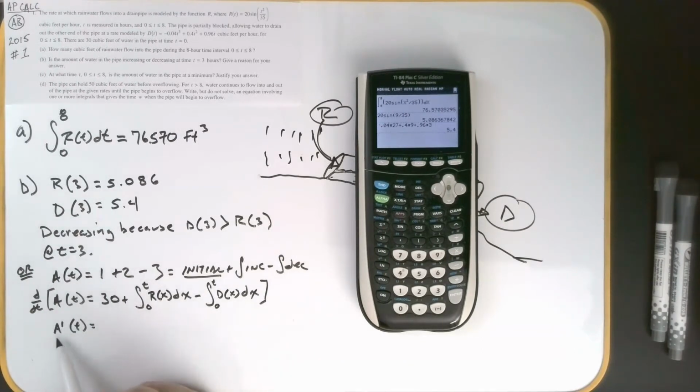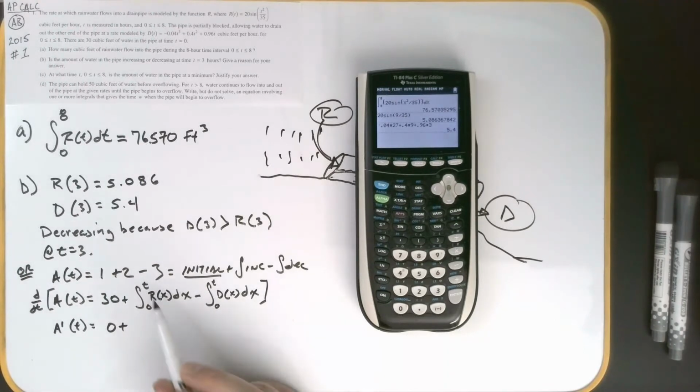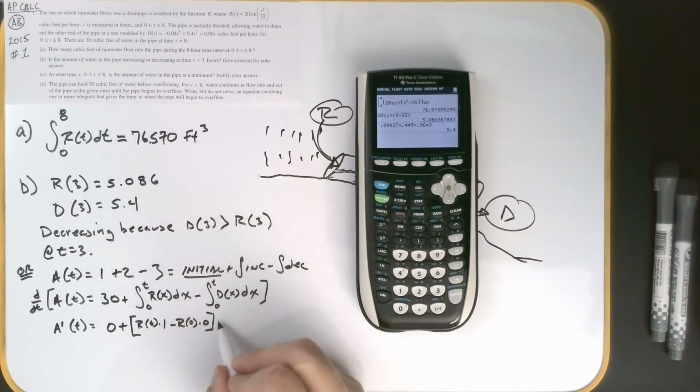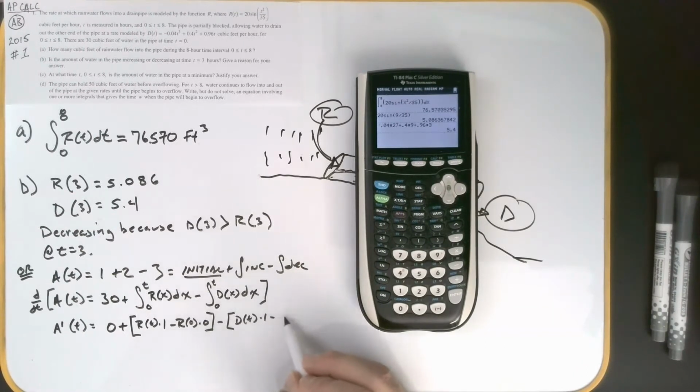So the derivative of A prime of A is A prime. Derivative of 30 is 0. The derivative of this is very simple, but I'm going to write all 4 steps. It is R of t times the derivative of t, which is 1, minus R of 0 times the derivative of 0, which is 0. Whenever you take the derivative of an integral, there's always 4 components. Minus, same idea over here, minus D of t times 1 minus D of 0 times 0.